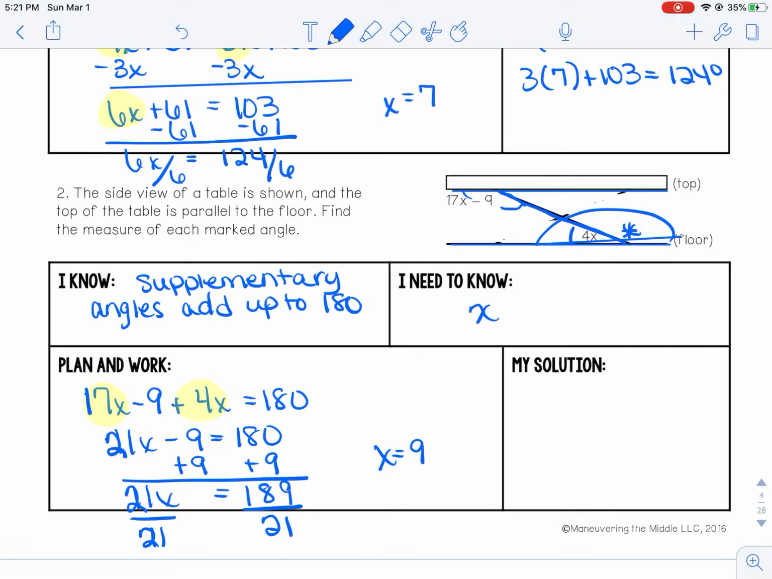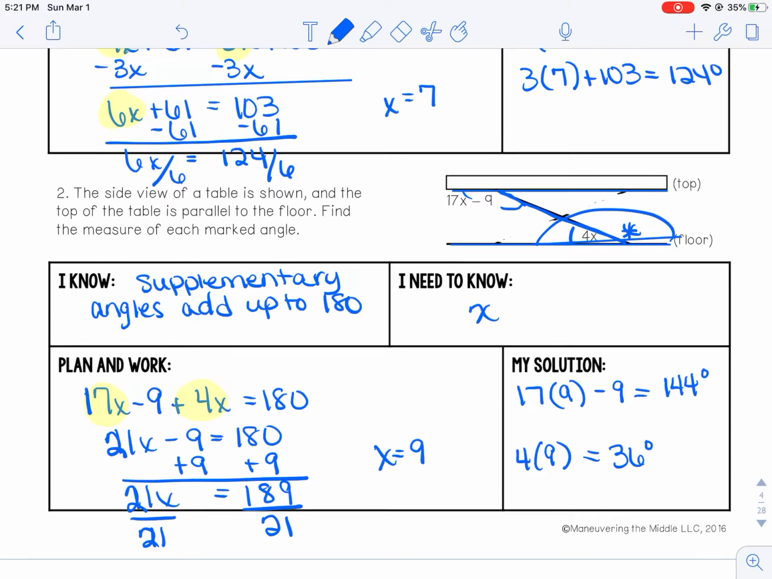We're going to plug them into each of our expressions. We have 17 times whatever x is, which we now know is 9, minus 9. Okay, and the other one that we have is 4 times 9. We can figure out what both of those are, plugging them into our calculator. The first one is 144 degrees. The second one is 36 degrees.